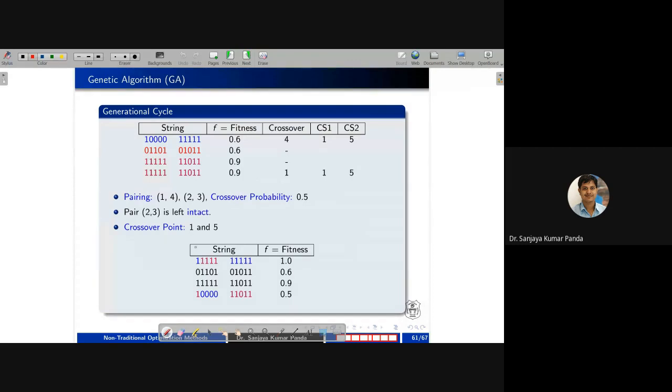See here. Now I'm taking the first part from this one, the second part from this one, then the third part from this one, and you will get this one. Similarly, if you choose the first part here, the second part here, and the third part from here, you will get this one. Now you can see the fitness is improved to 1.0. That means all values are 1. Here the fitness is equal to 0.5.